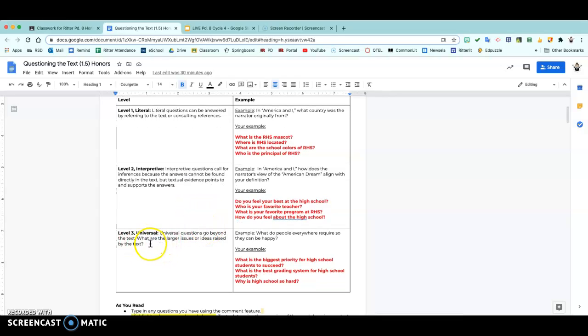The third level is universal, which means you're going beyond any one text or place or small category. So if we're talking about the same themes from America and I, the general universal question would be something like, what do people everywhere require so that they can be happy? So if we were going to take that into the Reading High School model, it would be something like, what is the biggest priority for high school students to succeed? Why is high school so hard? Right? It's asking a question about high school in general rather than a specific question about Reading.